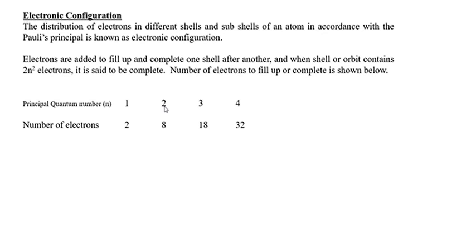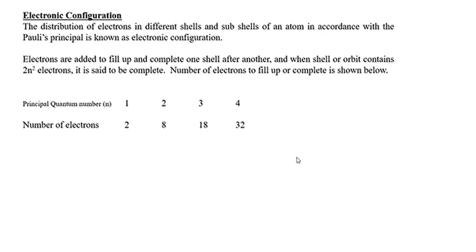Then again, if n is 2, you have 2s and 2p, right? So 2s has a maximum of 2 electrons. Then p has 3 orbitals, and one orbital can hold 2 electrons. That means you have 6 electrons in the p orbital, then 6 plus 2 is 8.